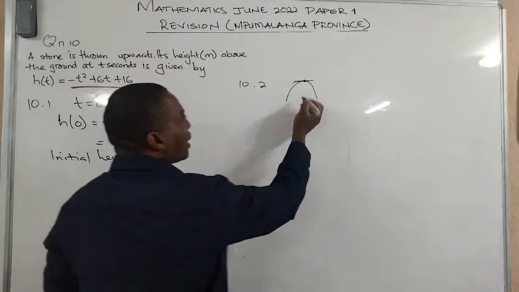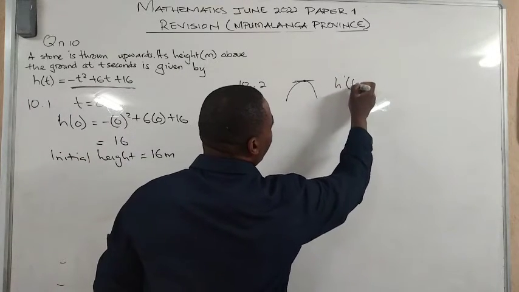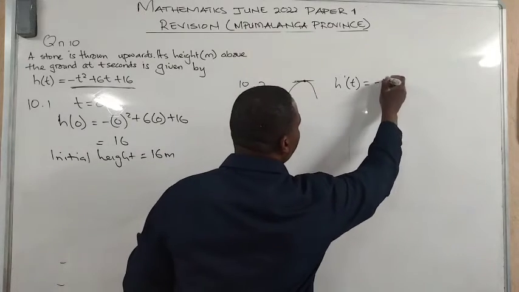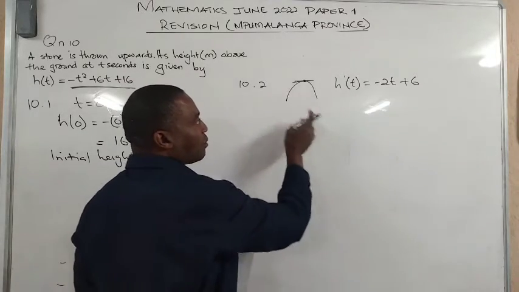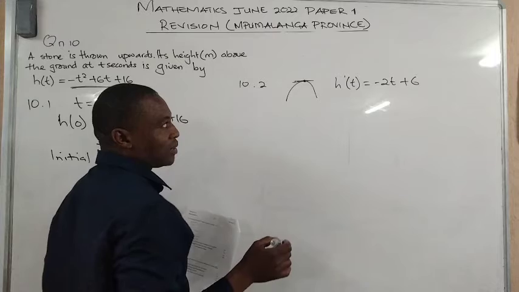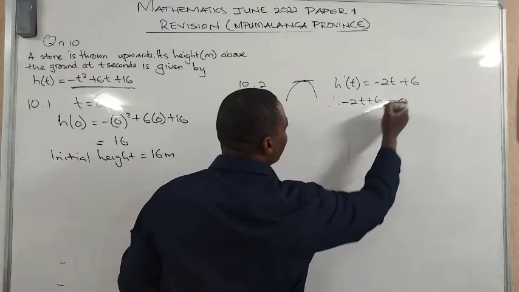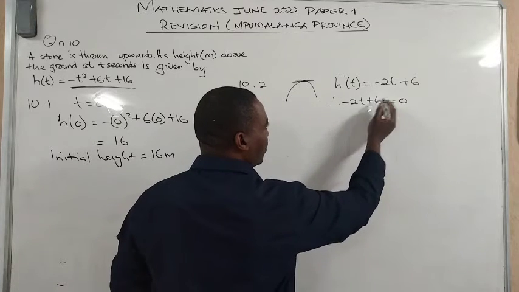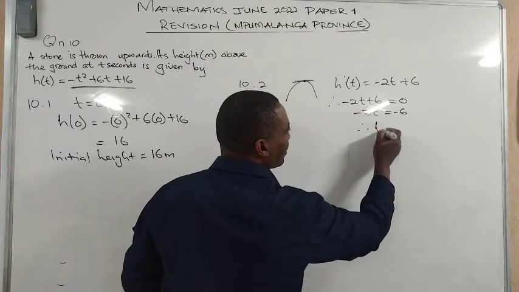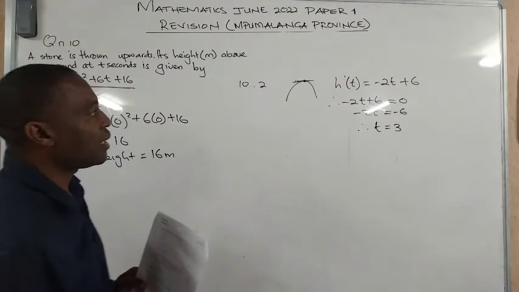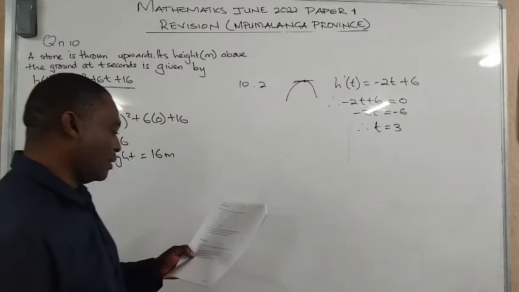So we know that for the turning point we go for the first derivative. So we need the first derivative of h of t, which is negative 2t plus 6. And we equate this to 0 because the gradient at the turning point is equal to 0. So therefore, minus 2t plus 6 is equal to 0. And transposing positive 6, minus 2t is equal to negative 6. Therefore, t is equal to 3. So it will reach the maximum after 3 seconds.